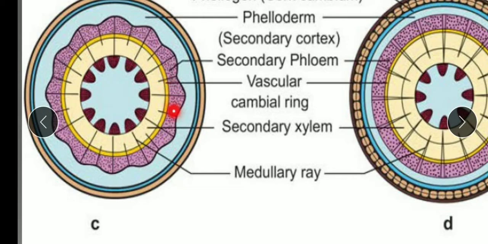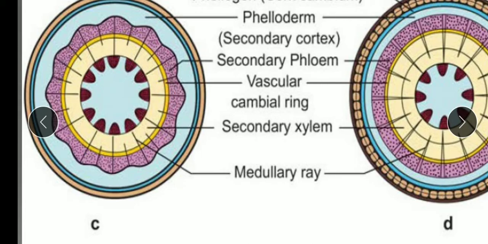You can see this is the cambium ring, or vascular cambial ring. It has two types of cells, the fusiform initial and the ray initial. The fusiform initial cells are long and spindle-shaped cells. They divide periclinally and give the secondary xylem and phloem. So the fusiform initial cells undergo periclinal division, and then they form the secondary xylem and secondary phloem.